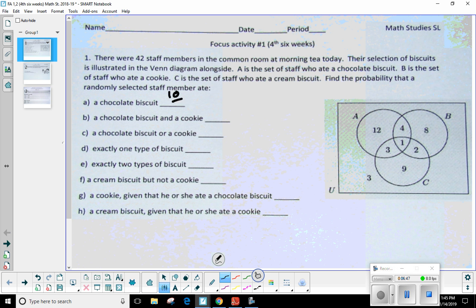10/21. Perfect. That is 10 out of 21. How many people got that right? Nice. Okay. Now, if somebody did not get it right, how can I help?